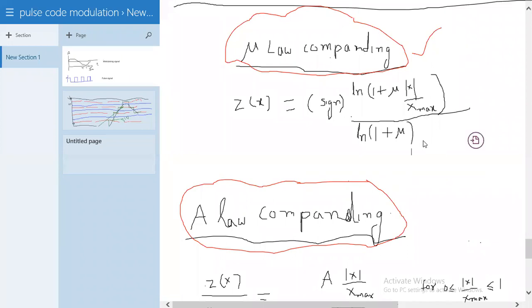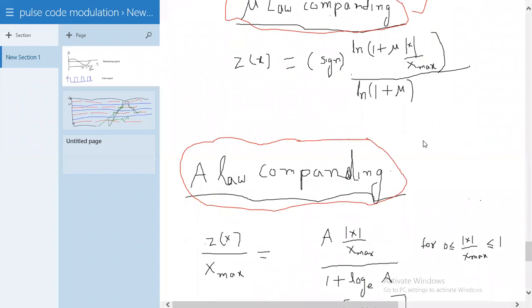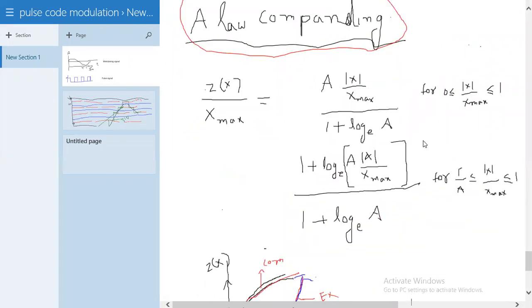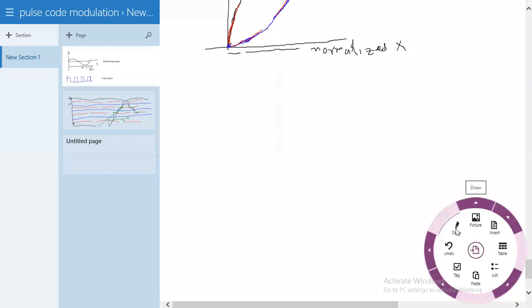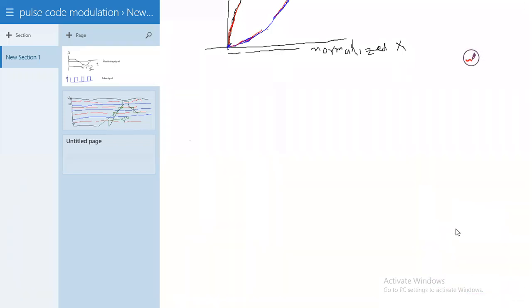So what is the importance of this Mu-law companding? What are the characteristics of this one? Here we can now observe. In Mu-law companding, mu is one parameter, a constant. That is nothing but an amplification factor. In Mu-law companding, the characteristics are like this. The Mu-law companding characteristics are like this.